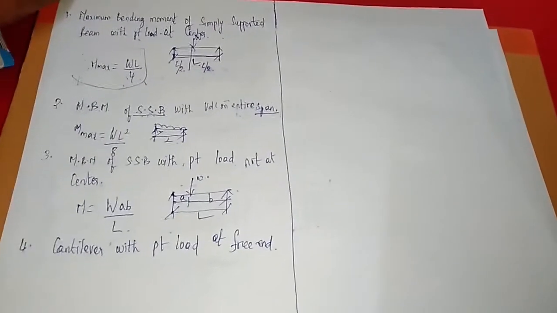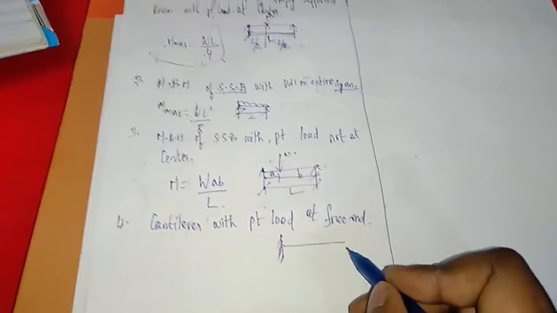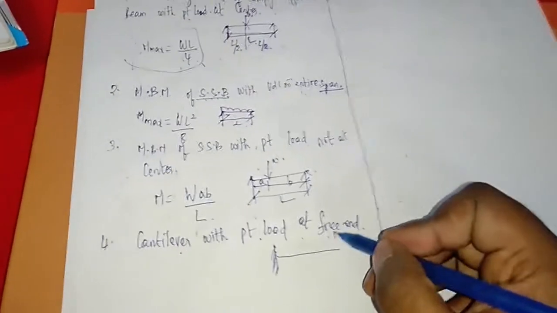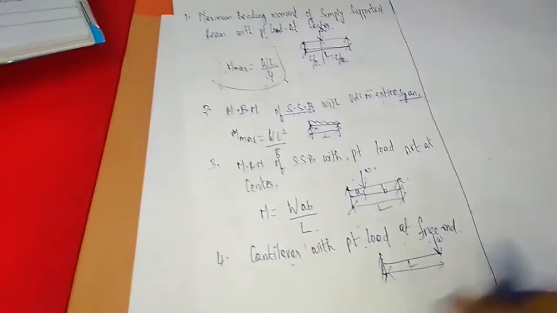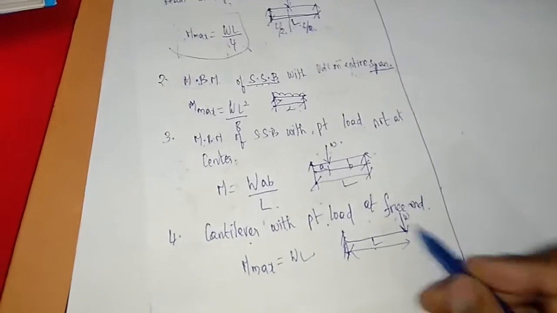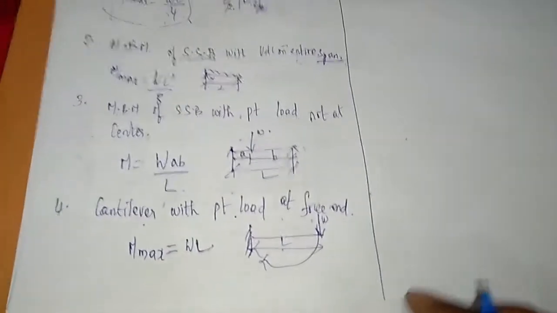You know what is simply supported beam, what is cantilever beam, right? In third unit you have studied all about that. A cantilever beam is one where one end is fixed and another end is free. Cantilever with point load at free end: a point load W at a distance of L. The maximum moment is W into L. You have studied in your third unit how to draw shear force diagram and moment diagram. So W into L.